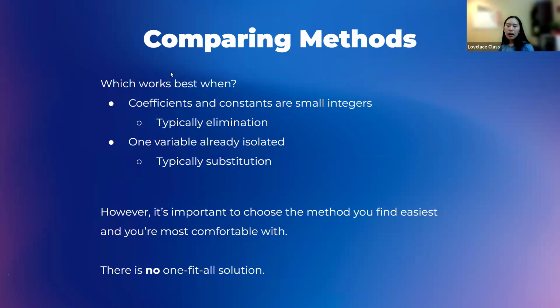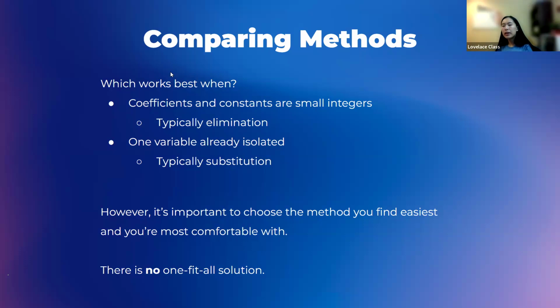sometimes not. If the coefficients and constants are small integers, or factors of each other, right? Like if the coefficient of y is 2 in one equation and the coefficient of y in the second equation is 6, then elimination is a pretty good method to use. It's easy to just get rid of one variable and then solve for the other. So normally when the coefficients and constants are small integers, so multiplication isn't too hard, it's good to use elimination.